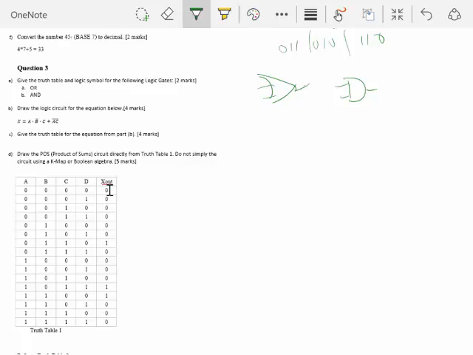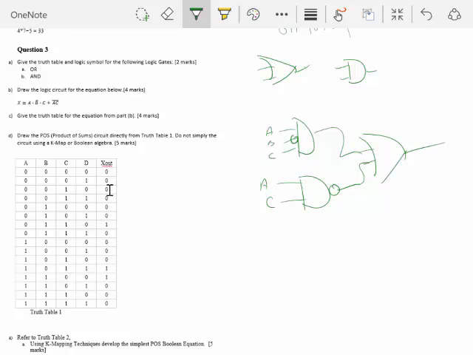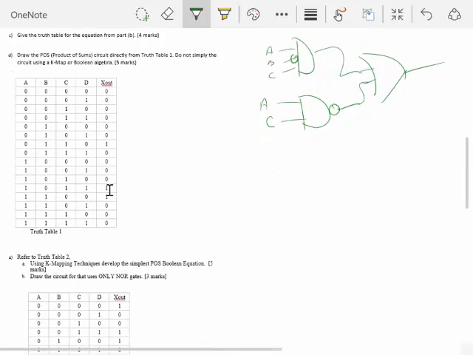Draw the logic expression for that one. That one is fairly straightforward. We have an AND gate with A, B, C. I put the bubble there. And then I have a NAND gate right here with A and C, and that all goes to an OR gate. So that one's fairly straightforward. Give the truth table for part B. I guess I should go through that one.